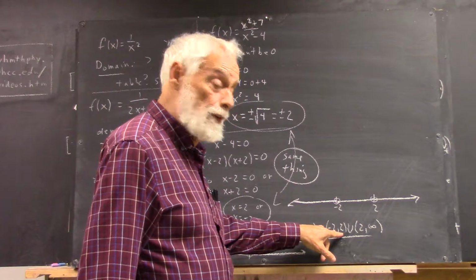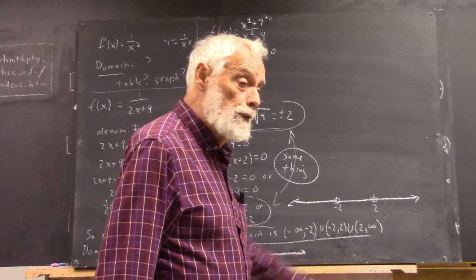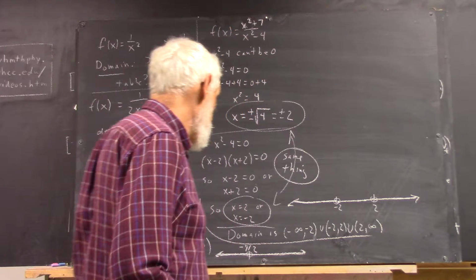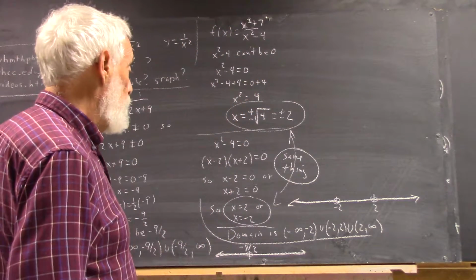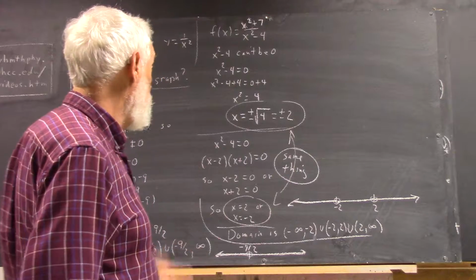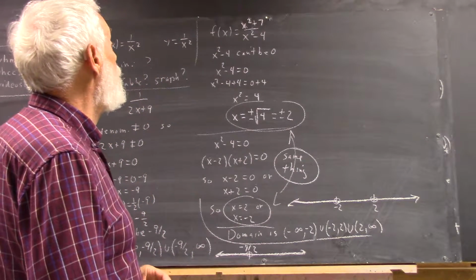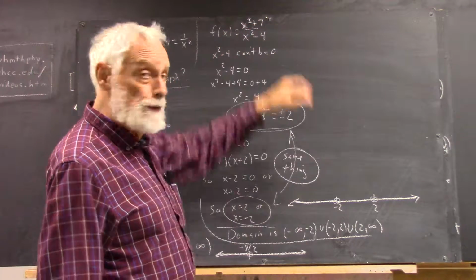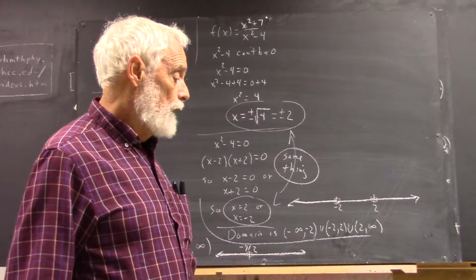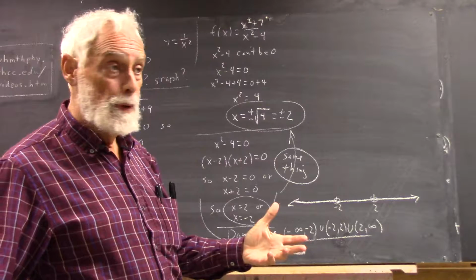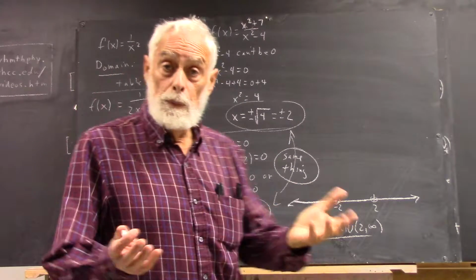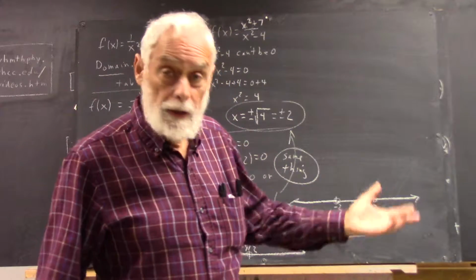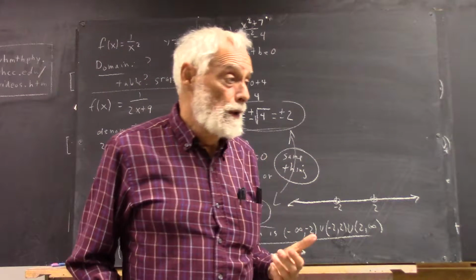So that's going to be written this way. And then the open interval from 2 to infinity. So there's the domain of this function. Now, we could talk about the range. We did talk about the fact that x squared plus 7. What can you tell me about the values of x squared plus 7? Well, we went back to, okay, what can you tell me about the values of x squared?